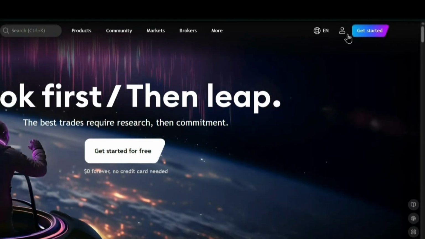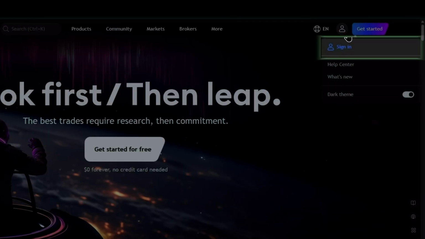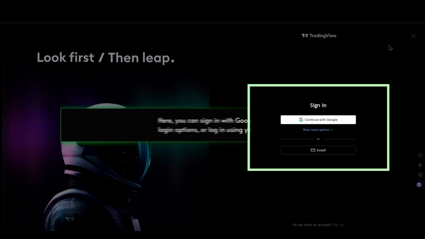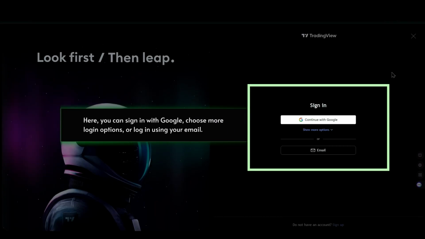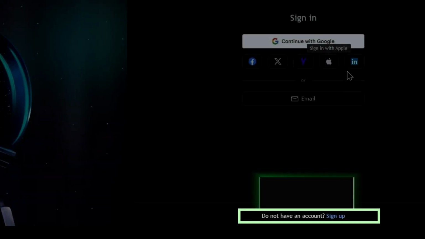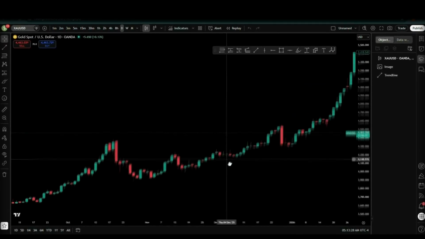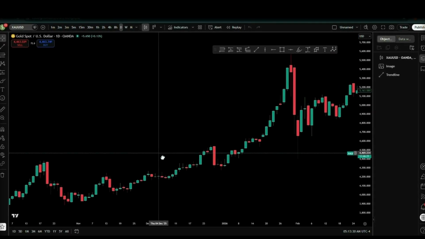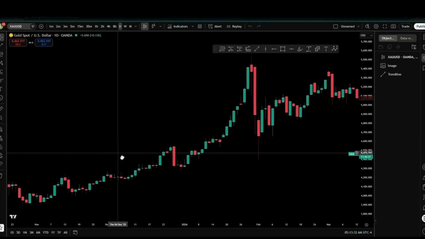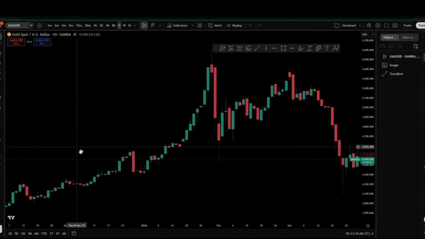On this screen, you can sign in to TradingView with Google, email, or choose other login options. If you already have an account, just sign in as usual. But if you're new and don't have an account yet, click Sign Up to create a new TradingView account. After that, you'll be able to save your charts, save your watch list, and use TradingView's analysis tools.